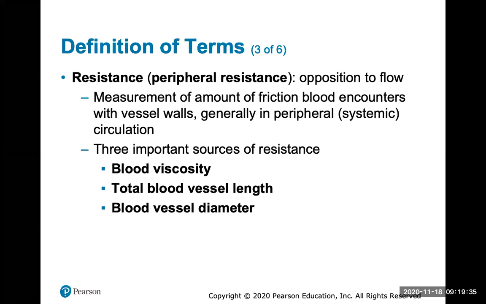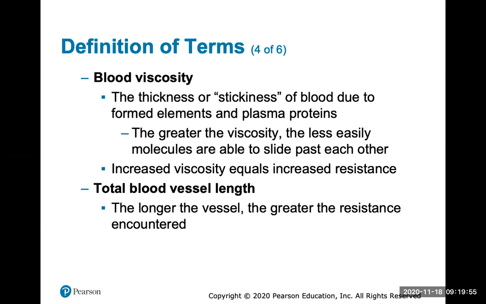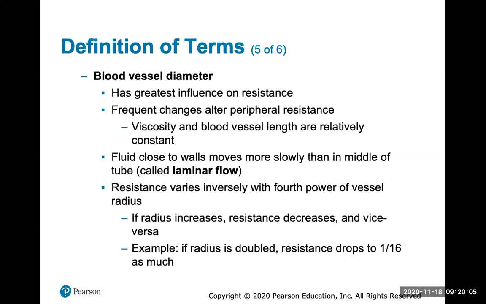Resistance, also known as peripheral resistance, is the opposition to flow, and it's measured by the friction blood encounters within the blood vessel walls. There are three important sources of resistance: blood viscosity, total blood vessel length, and blood vessel diameter. Viscosity refers to the thickness or stickiness of blood. The longer the vessel, the greater the resistance will be. And blood vessel diameter is the greatest influence on resistance.